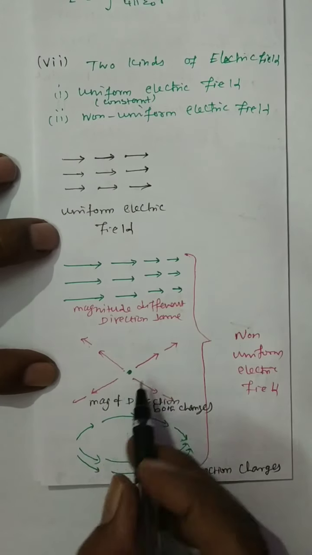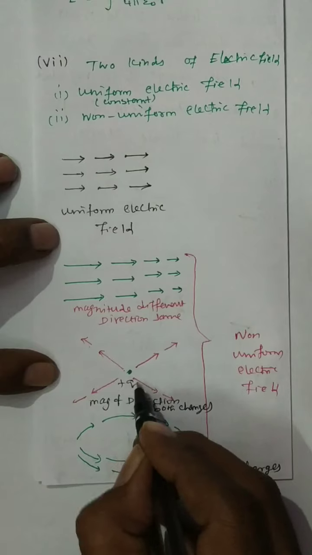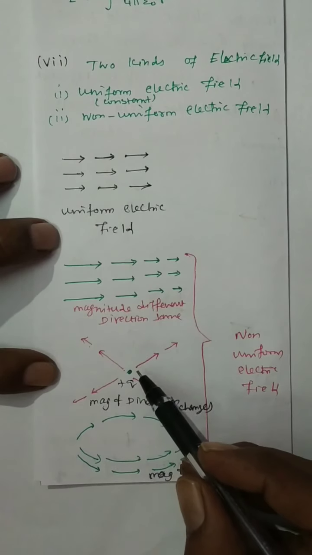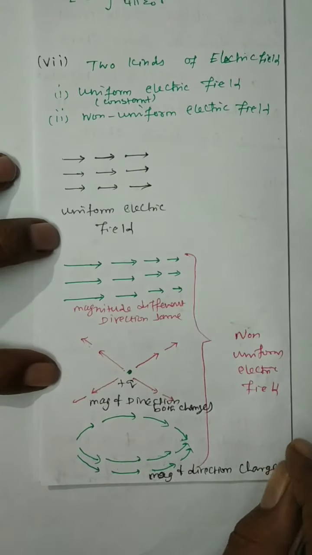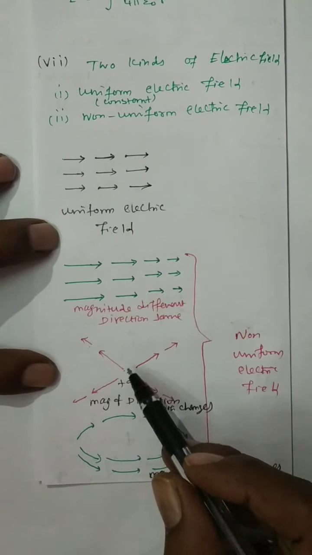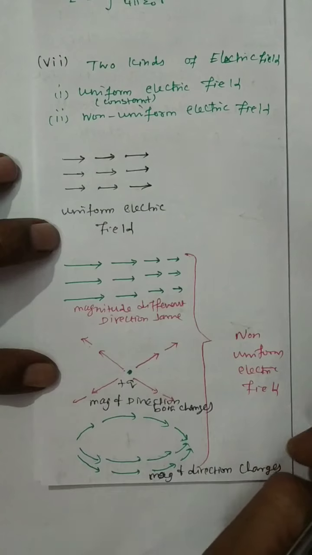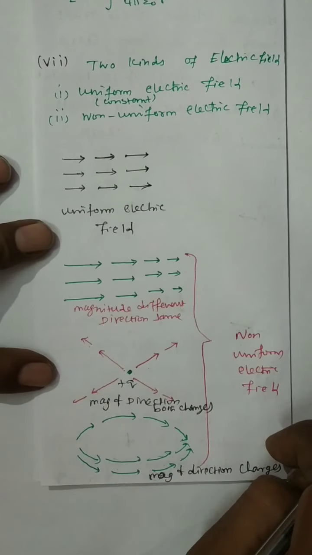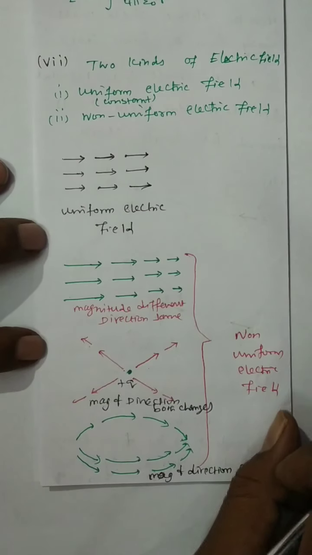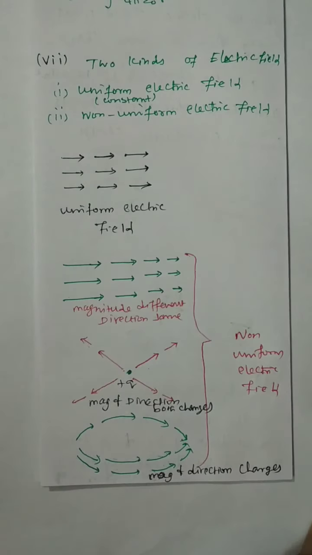For a positive point charge, the electric field is directed radially outward. When the distance increases, the magnitude changes, and at each and every point the direction also changes. This is about the two kinds of electric field, uniform and non-uniform electric field. So these are the important aspects of the electric field.